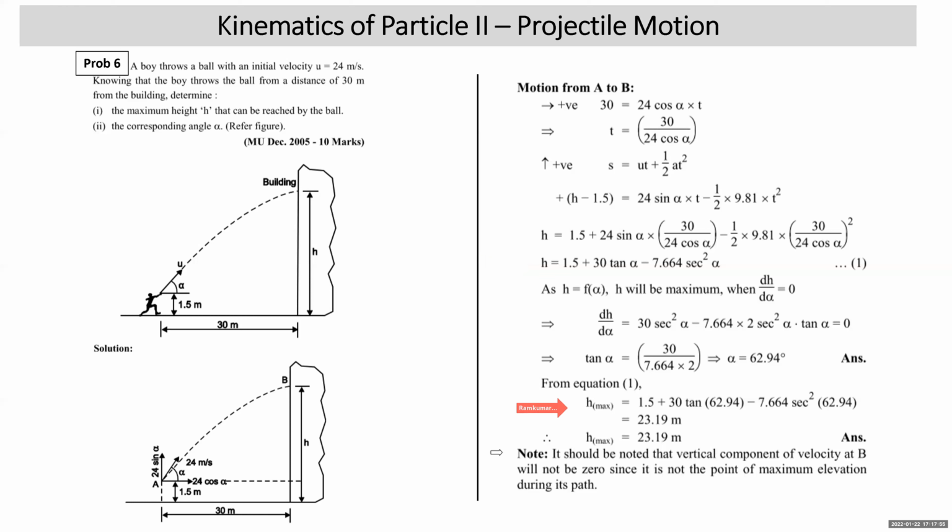Note what I have written is already discussed. I have written it here. It should be noted that the vertical component of the velocity at B is not into consideration. It's not 0. Many times students think that maximum elevation means vertical component of velocity is 0. But that is the case when the projectile is in the open ground, from ground to ground, and then he says the maximum elevation. So maximum elevation in that case will be at the point where vertical component of velocity is 0. But in this case, the building is at a specific distance, so you cannot say this is the point of maximum elevation.